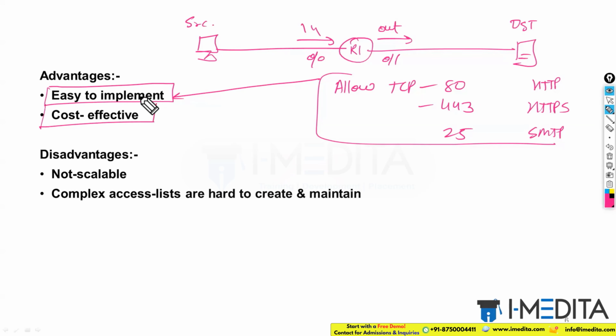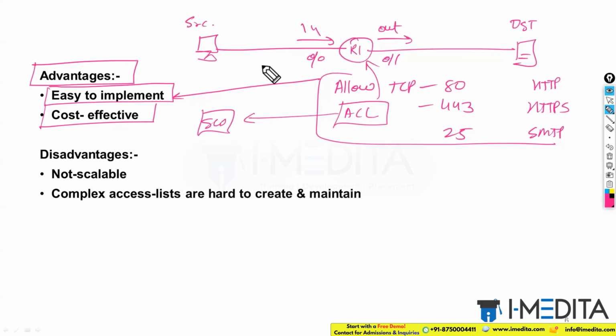Next, it is cost effective. How can we say that? This filtering is done by ACL. ACL can be configured on a switch and on a router. If your infrastructure devices like the switch and router support ACL, then it will be cost effective. So these are the advantages of packet filtering: easy to implement and cost effective.